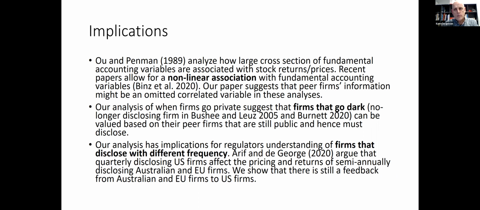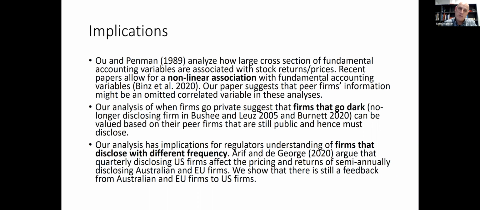Third, our last result in this paper has implications for the firms that disclose with different frequency. And in a recent Accounting Review paper, Arif and DeGeorge, 2020, they argue that US firms that disclose every quarter affect non-US firms that disclose semi-annually, such as Australian and EU firms, more, with intra-industry information transfers in those quarters where they don't disclose. So what does that mean?